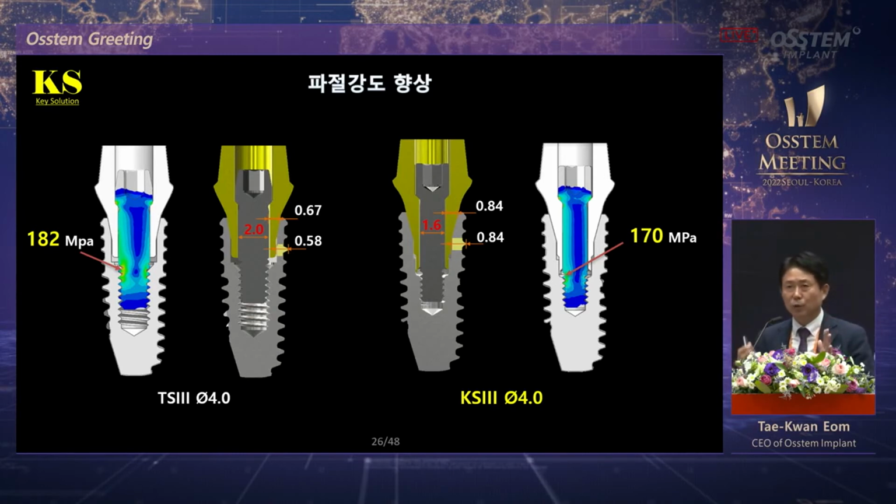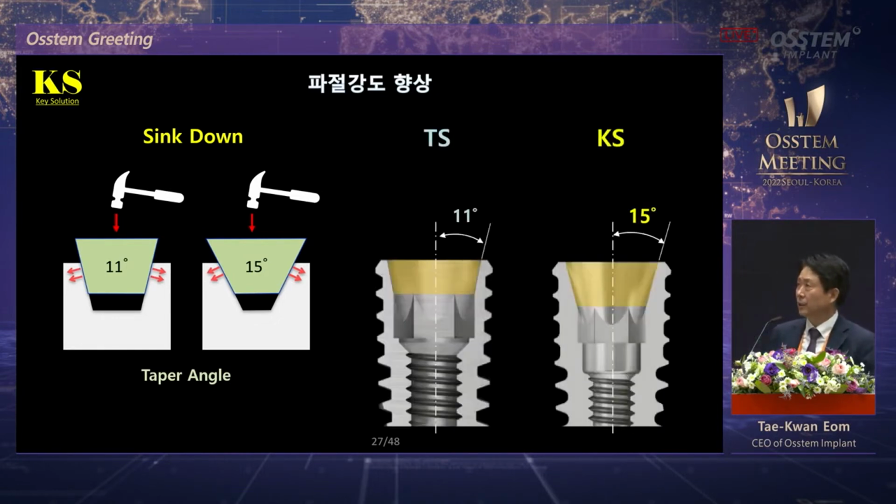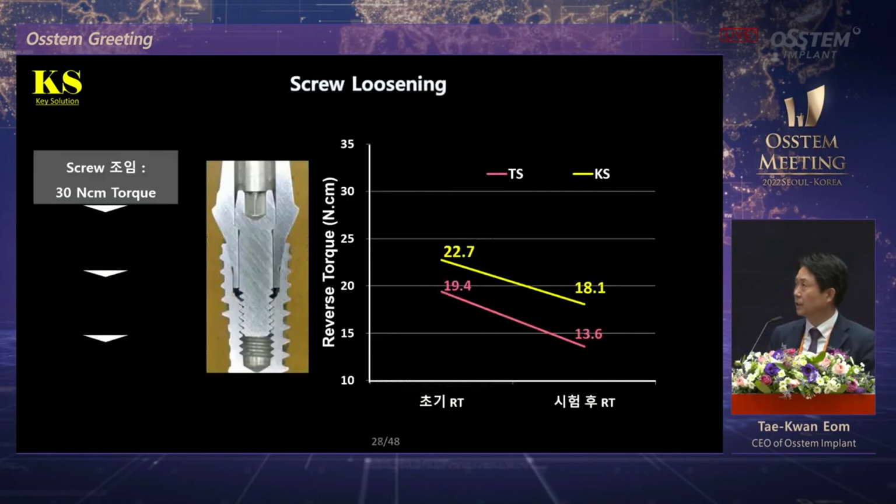So implant and abutment are solidly connected and the force on the screw is reduced. Sink down, 11 degrees and 15 degrees. If it is hit by a hammer, at 15 degrees the button would not go in further. So sink down, 11 degrees and 15 degrees. So 15 degrees would sink down less.